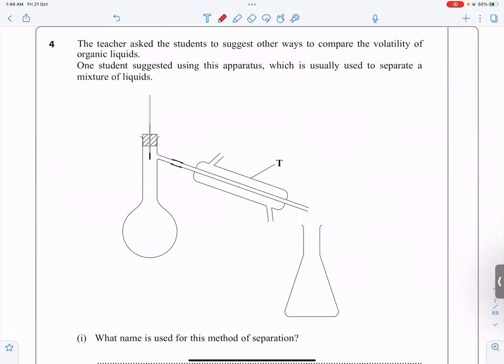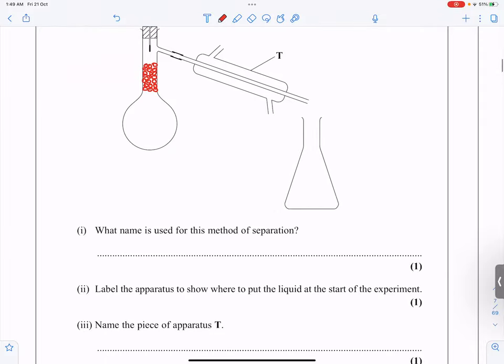Question 4. The teacher asked the student to suggest other ways to compare the volatility of organic liquids. One student suggested using this apparatus, which is usually used to separate a mixture of liquids. يبقى ده هو ناسي يحط فيه الجلاس بيدز لان الابريتس اللي هو بيتكلم عليه فوق ده الفراكشن ديستليشن ابريتس. طيب what name is used for this method of separation? One mark هنحط كلمه distillation.